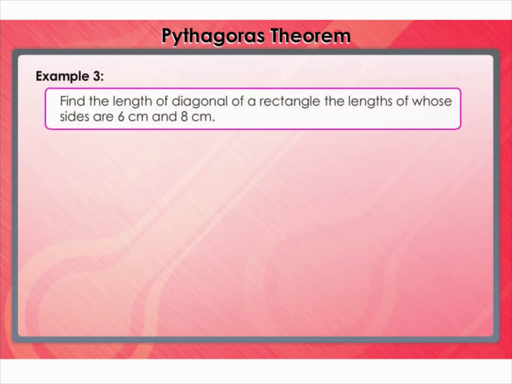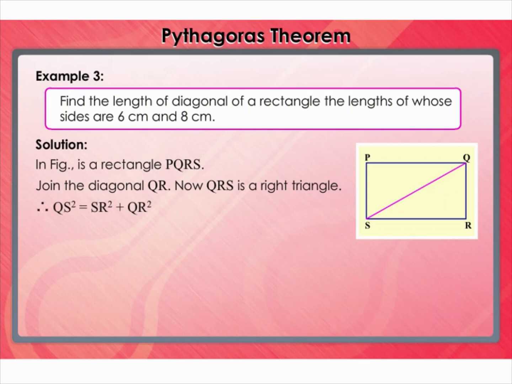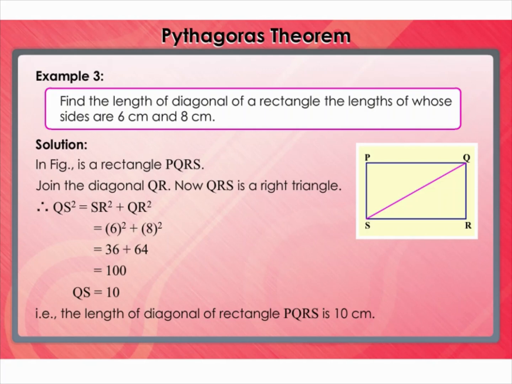Example 3. Find the length of the diagonal of a rectangle, the lengths of whose sides are 6 centimeters and 8 centimeters. In the figure is a rectangle PQRS. Join the diagonal QS. Now QRS is a right triangle. Therefore, QS square is equal to SR square plus QR square. That's equal to 6 square plus 8 square. That's equal to 36 plus 64. That's equal to 100. QS is equal to 10. That is, the length of the diagonal of rectangle PQRS is 10 centimeters.